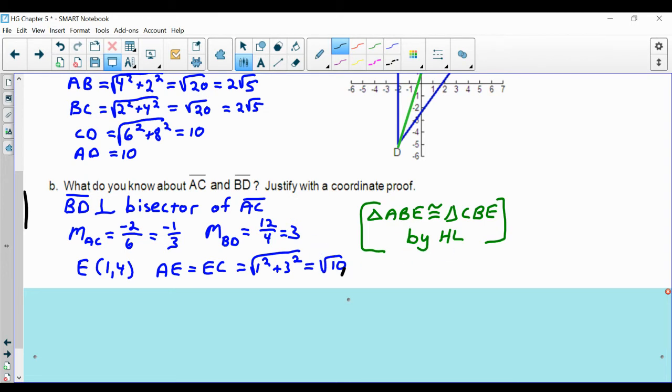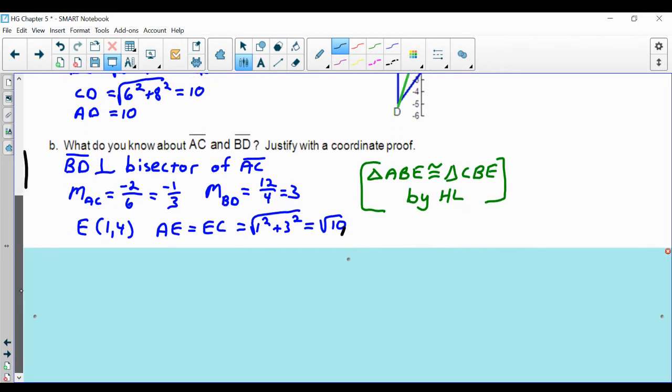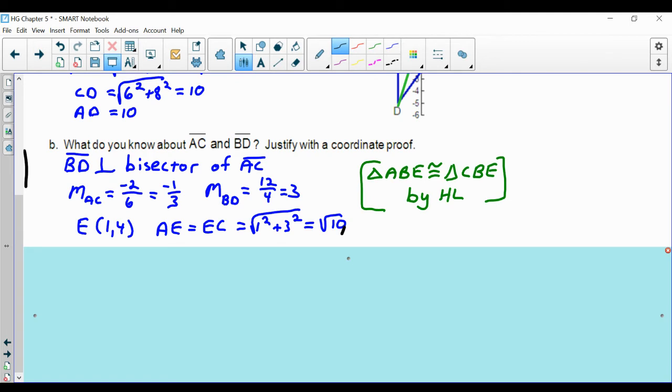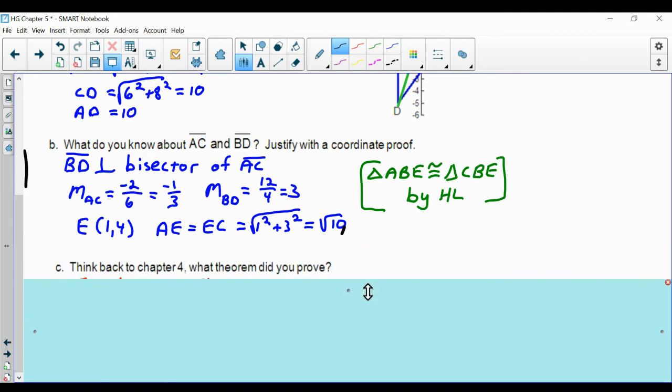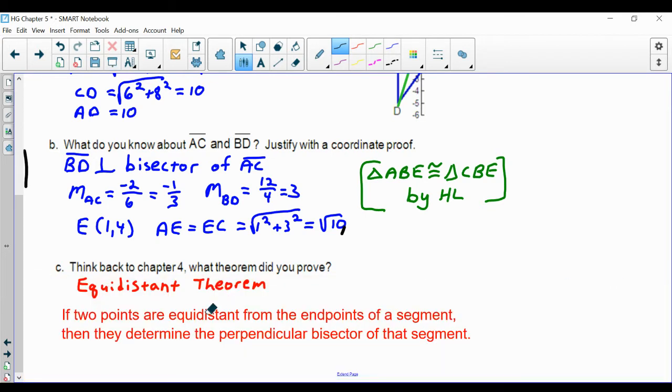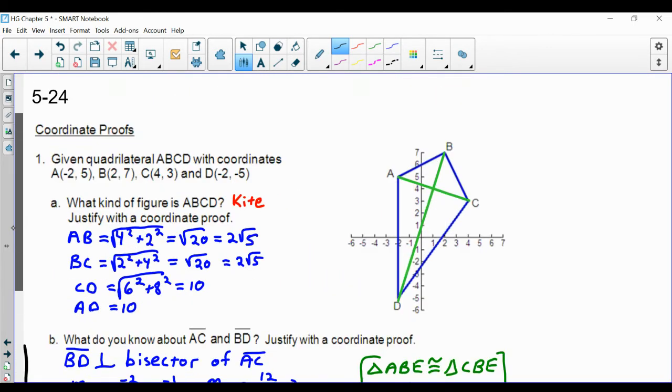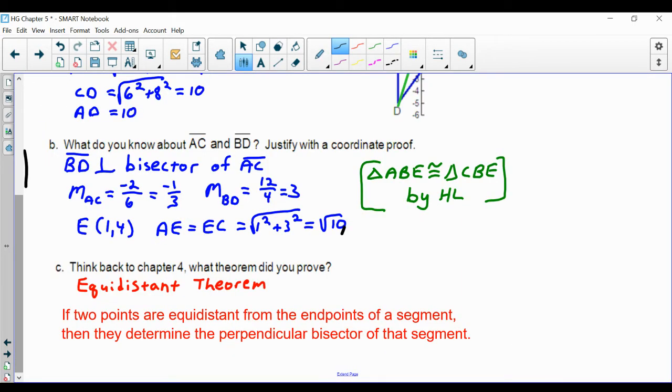You could also have proven it based on our information by HL once you have that, hey, they're right angles, right? And we actually get that the two triangles are congruent by HL. And what did we just prove? We just proved equidistant, right? So that is exactly what equidistant was. I know we might have mentioned it when we were doing it. The picture most of the time actually does look like a kite, okay? But we just proved it with coordinate proofs, okay?